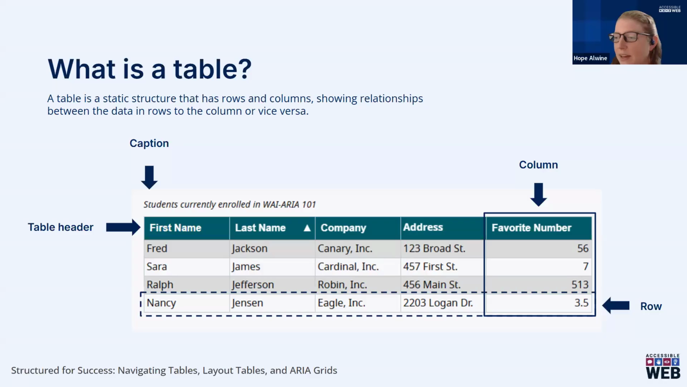And lastly, I have a row outlined with a dotted line that shows a single row representing Nancy Jensen from Eagle Incorporated at 2203 Logan Drive, who has a favorite number of 3.5, because who wants to use a whole number? All right, and let's take a deeper look at what to expect from tables on the next slide.